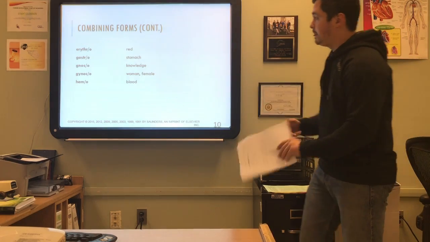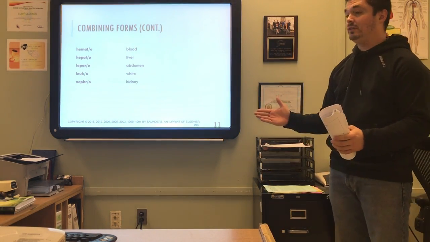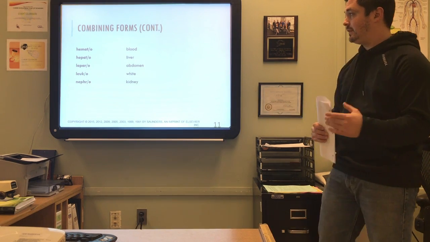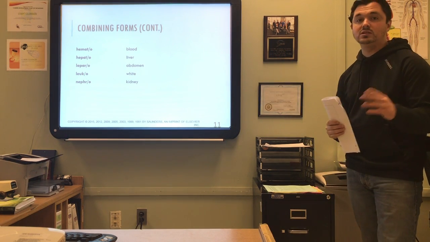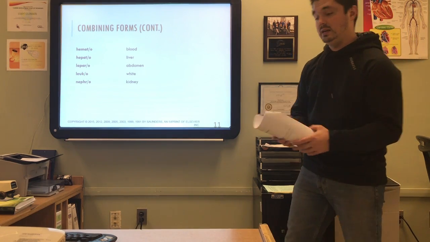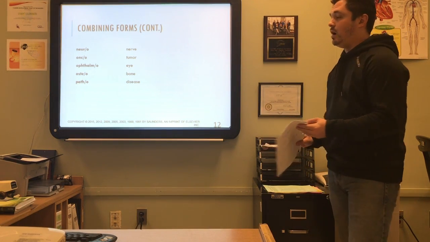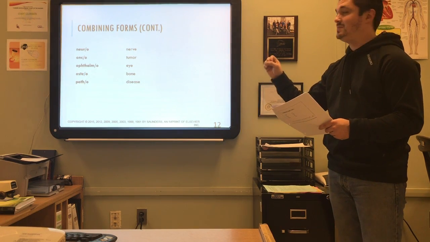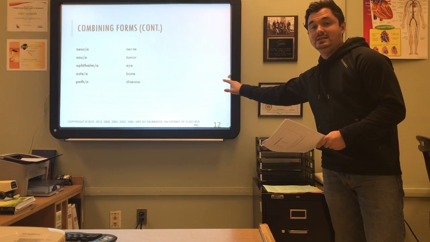Hemo means blood. Hemato also means blood. Okay. Hepato means liver. An example of this would be hepatitis, which would be inflammation of the liver. Laparo is abdomen. Okay. Leuco means white. You see that in leukemia. Nephro would be kidney. We have neuro, which means nerve. Onco, which means tumor. Ophthalmo, which means eye, osteo means bone, and patho means disease.